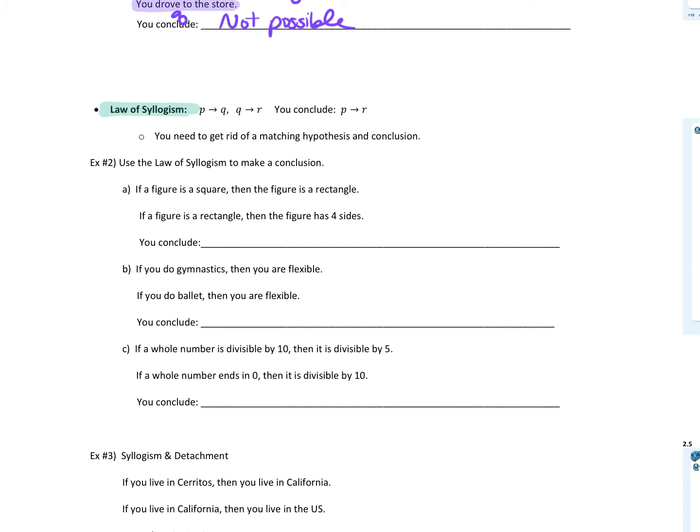Okay, this one is Law of Syllogism. Can anyone tell me what the transitive property says? Remember the transitive property? If A equals B and B equals C, then what? A equals C, right? We took the two out of the middle that were the same. That's what Law of Syllogism does. It says if P then Q, if Q then R, take out the Q's and you will conclude if P then R, okay?